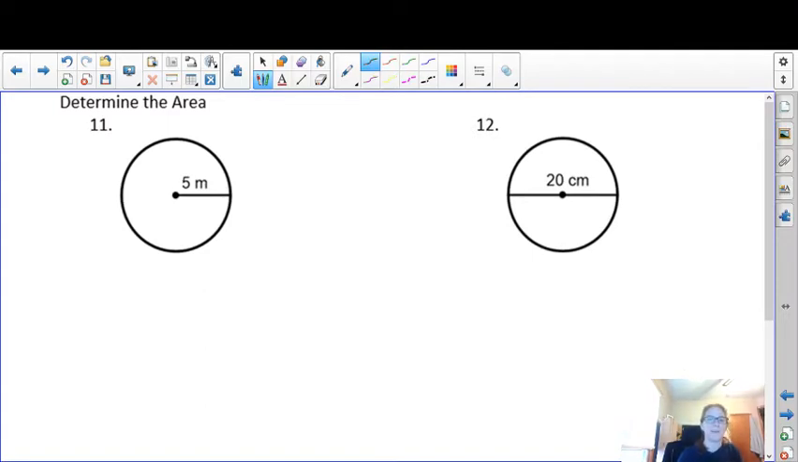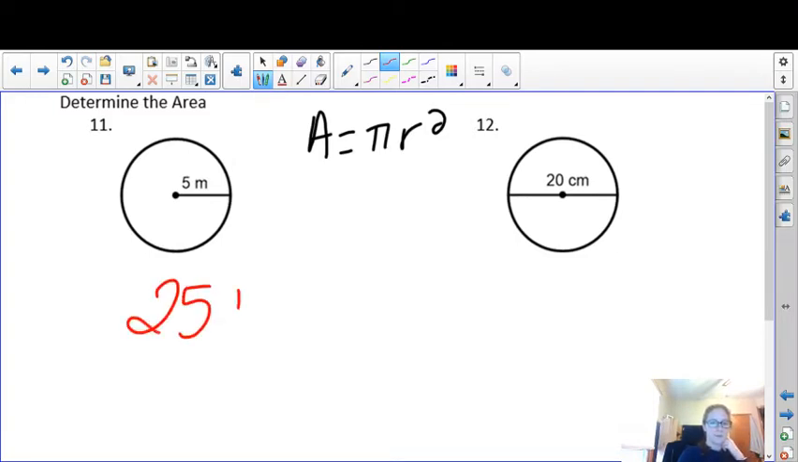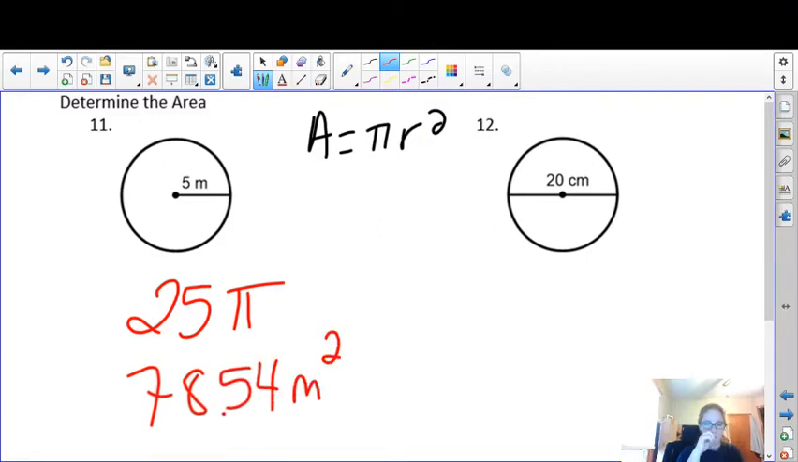Area, however, you only can use the radius. Remember, it's pi. I need that pi symbol first. R squared. So I have 5 as my radius, so 5 squared is 25, which is 78.54, and it's meters squared.